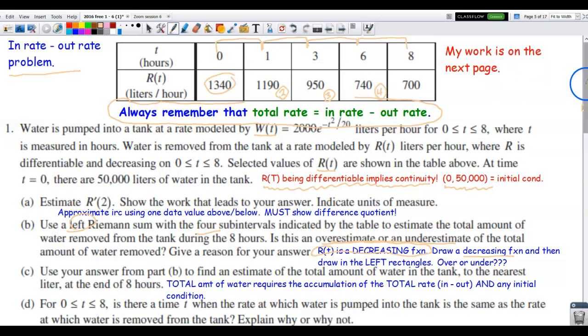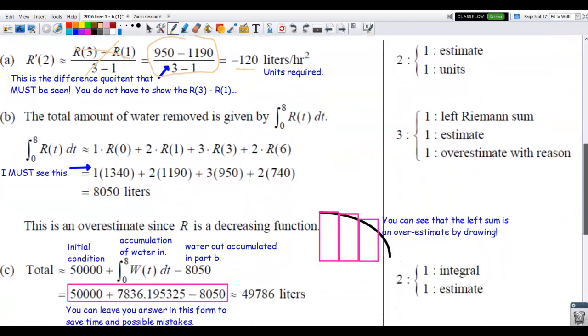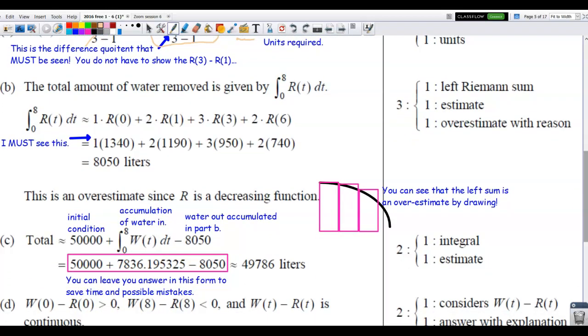So when you see the work down here, also remember, since we're getting the total amount of water, we're going to accumulate. So I'd like to see, and I'd like for you to tell me, that you're accumulating from 0 to 8 of R of t. This row I don't really care about. You can write it if you want to, but this is the row that I really care about, and I really need to see on your paper. And as I've tried to remind you over and over again, you do not have to get to 8050, but you can.